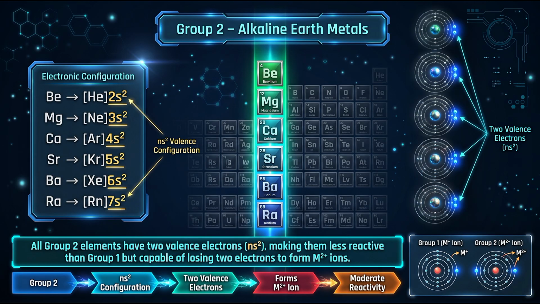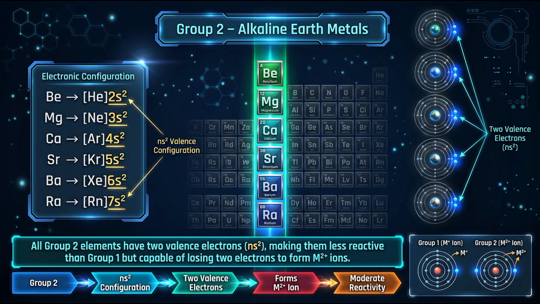These elements are called alkaline earth metals for 2 historical reasons. First, the compounds formed by these metals, especially their oxides and hydroxides, produce alkaline or basic solutions when dissolved in water. Second, many of these compounds were originally found naturally in the Earth's crust as minerals, so early scientists referred to them as earths. Combining these 2 ideas gave rise to the name alkaline earth metals.